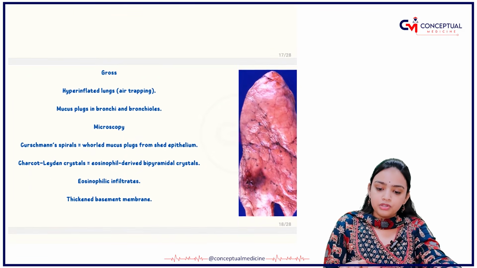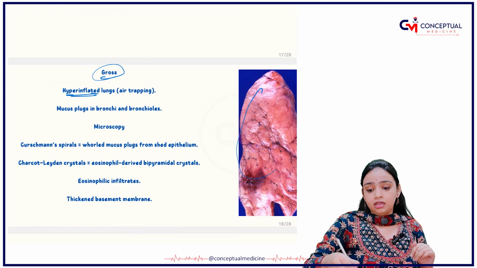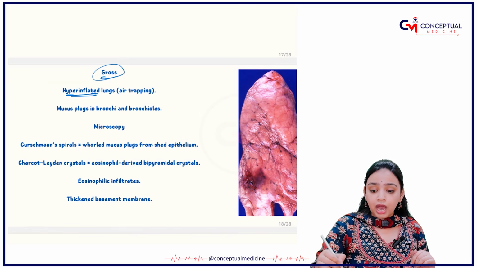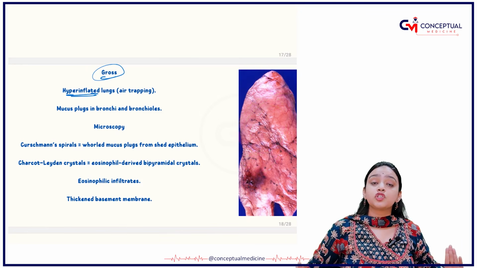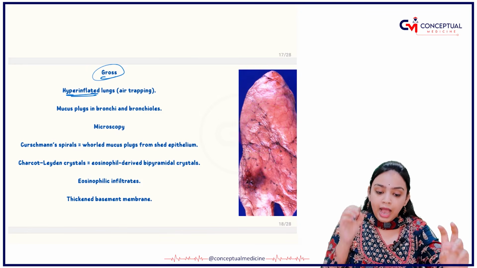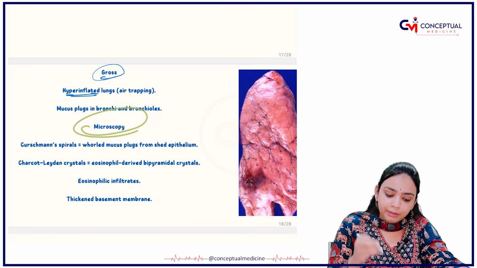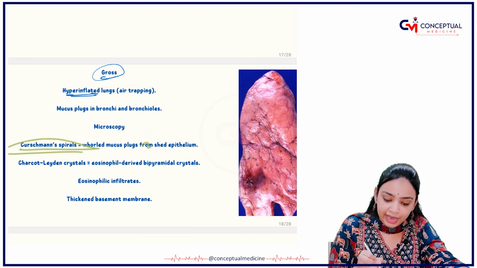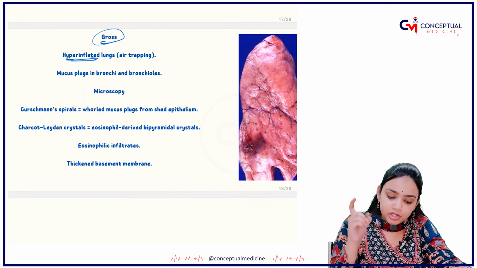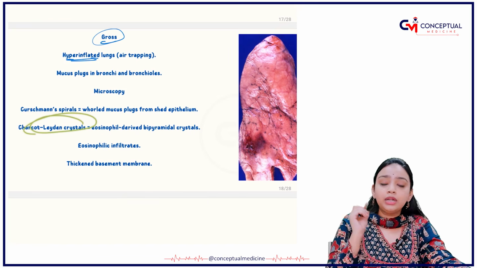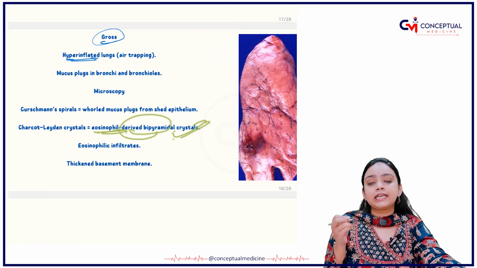Let's see what is the morphology. In the morphology, you will be seeing the hyperinflated lung. See this figure. Are you able to appreciate how the lungs are hyperinflated? Hyperinflation means the lung will swell up, and then there will be mucus plugs in the bronchi and the bronchioles. In the microscopy, you will be able to see the spirals, that are the whorled mucus plugs, called Curschmann spirals. Then you will be able to appreciate the Charcot-Leyden crystals. They are basically eosinophilic crystals.